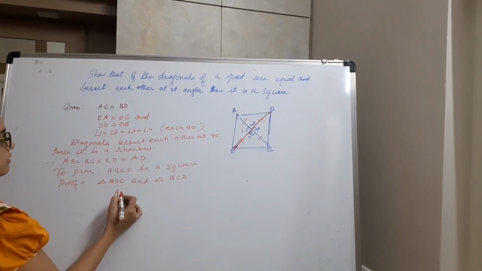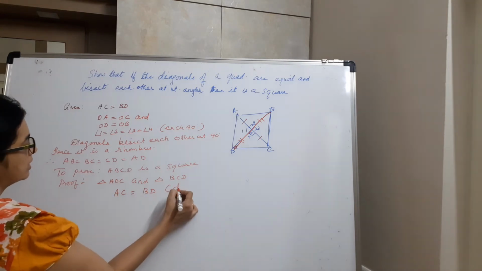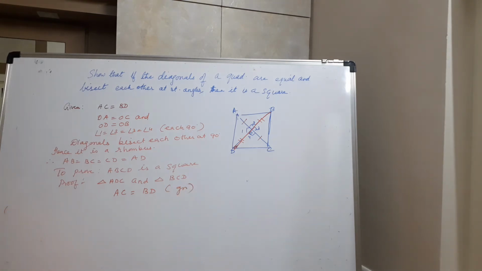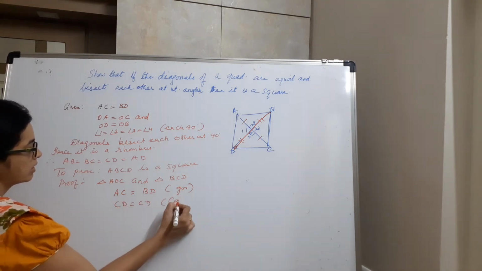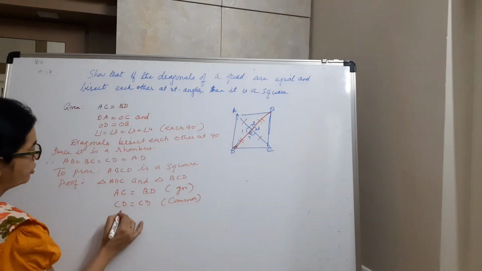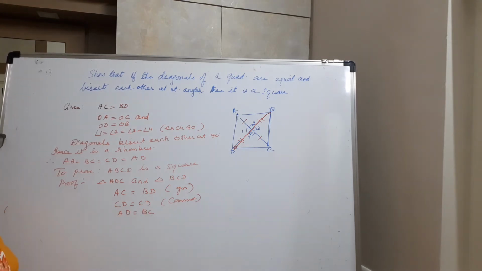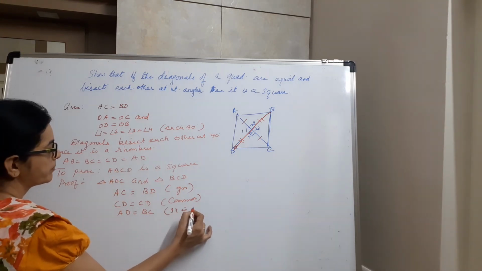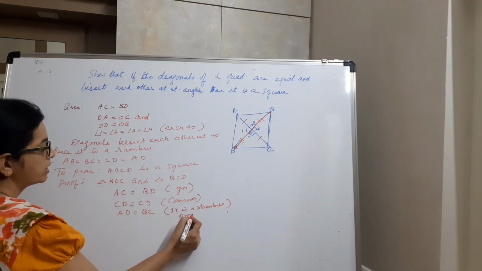Therefore, the first thing which we will write equal is the diagonal: AC is equal to BD. We can even write given, it is given that the diagonals are equal. Then one side is common: CD is equal to CD, common. And as we have already proved that it is a rhombus, the opposite sides are equal. In fact, all of the sides are equal, but at present we are talking of opposite sides. Proved above, you can write proved above.